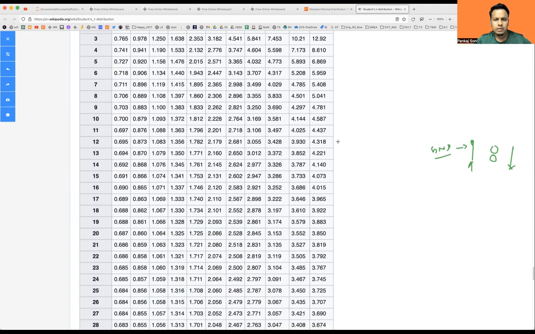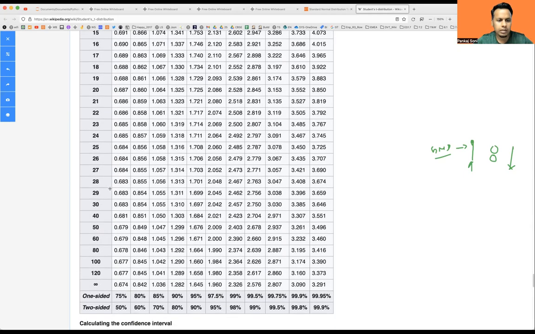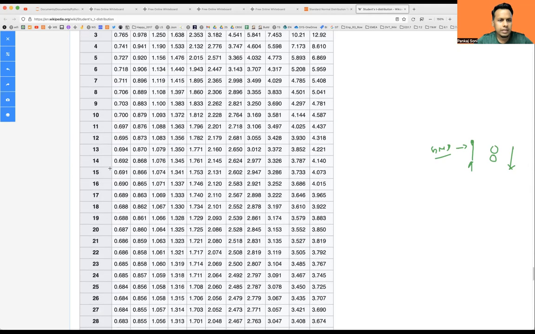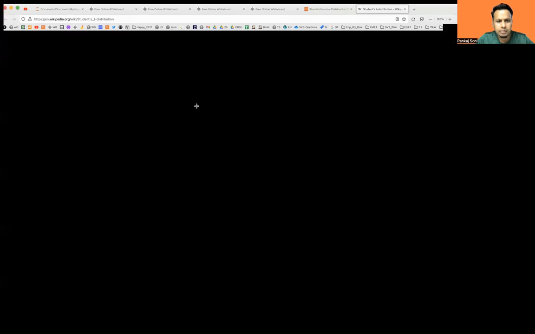So the higher the confidence interval, the more it follows the bell curve or normal distribution. You can see the first column is the degree of freedom, and here is your confidence interval, probability from, let's say, 50 to 99. Whichever probability and whichever degree of freedom you want, you just look up the table. So let's say 4, and I want 90% probability, right? It is coming here.